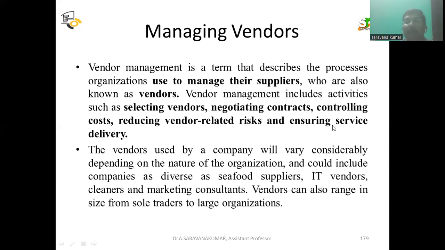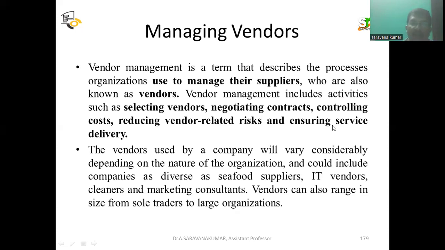For example, if you are going to manufacture a pen, or even a car, and the raw materials are not good, it means the product is not good. So the raw materials are very, very important. So how to manage the vendors?